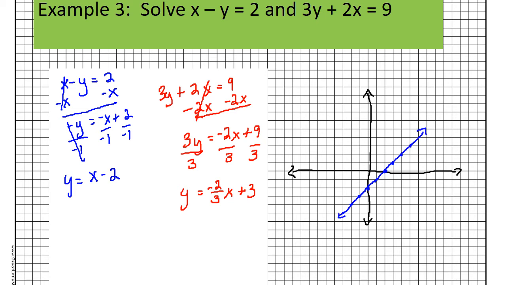The second line, we've got a y-intercept of +3. And our slope here is -2/3. So we go down 2 to the right 3. And there we have just hit the other line. All right, connect those. And we see that our solution is (3,1). And the terminology for that is consistent and independent.